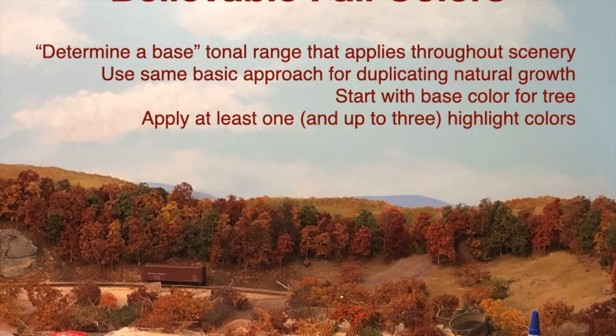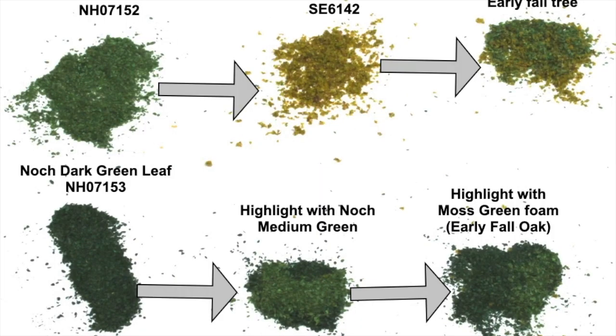The key to believable fall colors is to have a base tonal range that applies throughout your scenery. So you start with the base color for a tree and then apply to that base color up to 3 highlight colors. Let me show you what I mean. For green trees, and this would apply even if you're not modeling the fall, if you're modeling the summer, I start with a basic green color. On the top here you see medium green leaf. Then to that I highlight it with Scenic Express Super Leaf Moss Green.